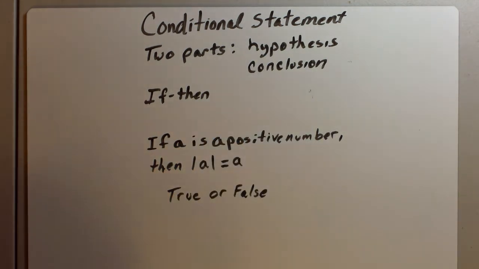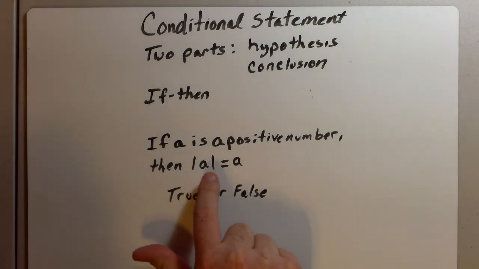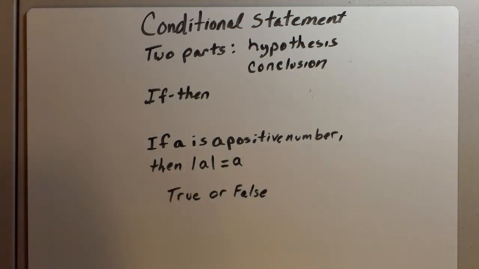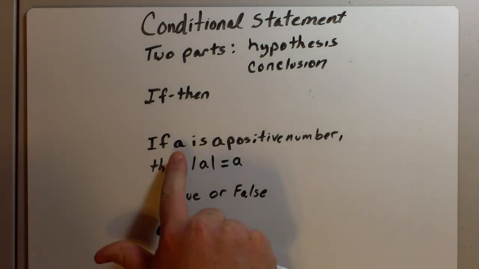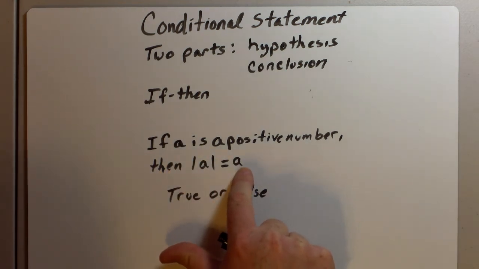An example of a conditional statement is: if A is a positive number, then the absolute value of A is equal to A. Now our if-then statements can either be true or they can be false. The statement is true if the conclusion is always true when the hypothesis is satisfied. In this case, we've already said that A is positive, so the absolute value, being a distance from zero, always comes out as a positive number, because our distances are positive, so it will always be true.